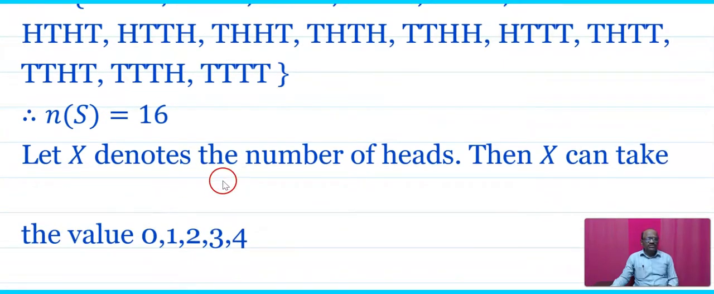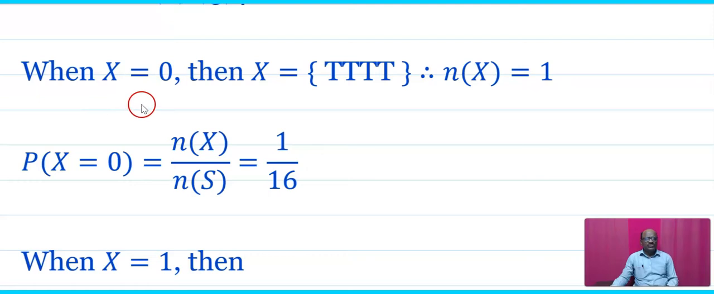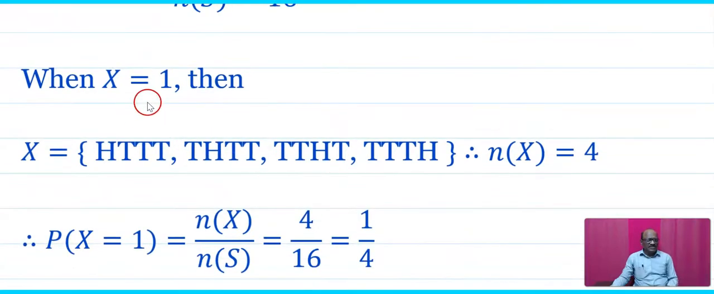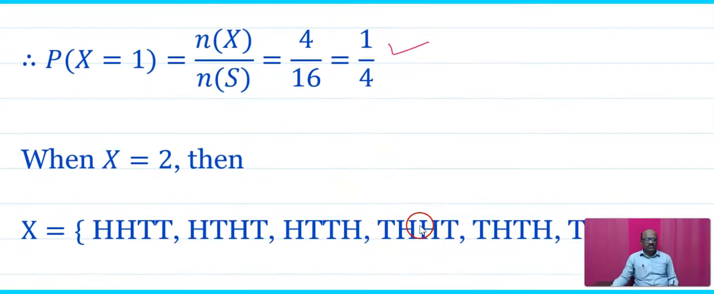Okay, let X denote the number of heads. Then X can take the values 0 head, 1 head, 2 heads, 3 heads, 4 heads. X equals 0 happens when all are tails. n of X is equal to 1, a single time. Next, the probability is n of X upon n of S, which is 1 upon 16. Next is 1 head. It happens 4 times. That is n of X upon n of S equals 4 upon 16. Its probability is 1 by 4.